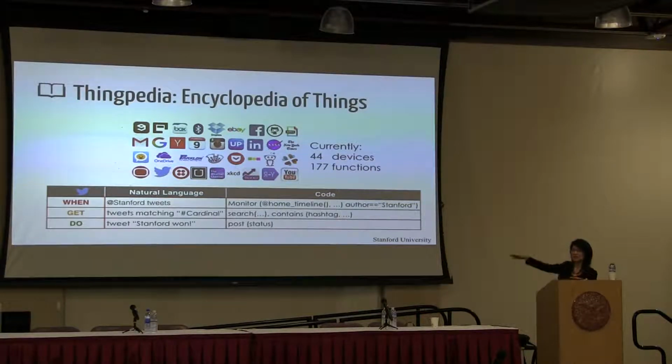And just to give you a brief look at how things are built. So we talk about the when commands, get commands, and do commands. For each type of command, we would say how do you call it up in natural language, and what is the code? Okay. So when Stanford tweets, that's the code that you're supposed to generate. So we keep track of what are the natural language snippets and what is the code that is being generated.